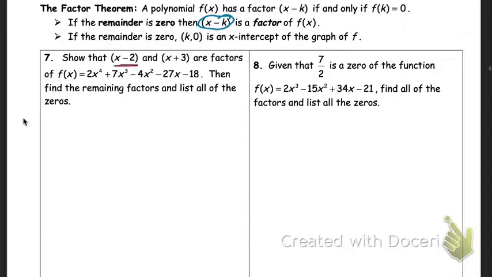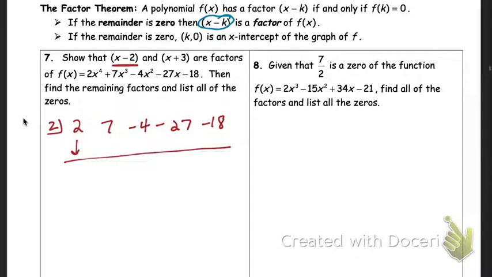So first, I'm going to use x equals 2. Now, because I'm saying that they're zeros, what should my remainder be? 0. So if you don't get 0, you did something wrong. So I got 0 as my remainder. I know that I did that first part correctly.